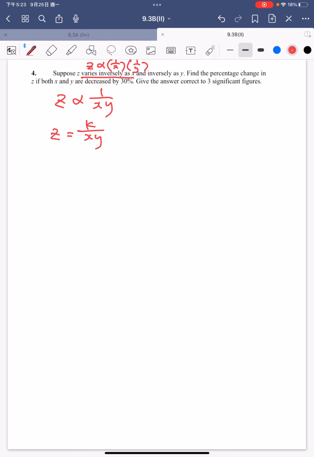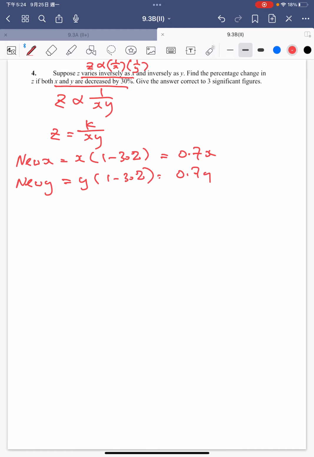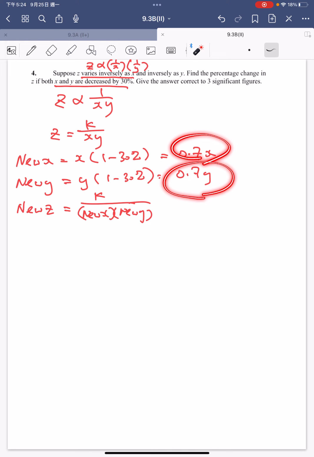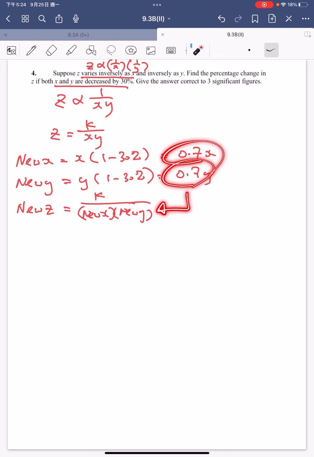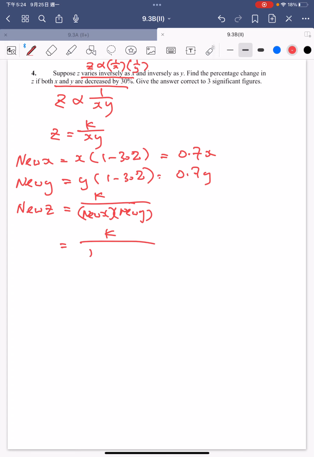Then if both x and y are decreased by 30%, the new x is equal to the old x times 1 minus 30%, as it's decreased, and the value is equal to 0.7x. Similarly, for the new y, we have the old y times 1 minus 30% to get a value of 0.7y. So now we can find the new z, using k divided by the new value of x and the new value of y. Then you substitute 0.7x and 0.7y into our formula for the new z, and you get k over 0.7x times 0.7y.